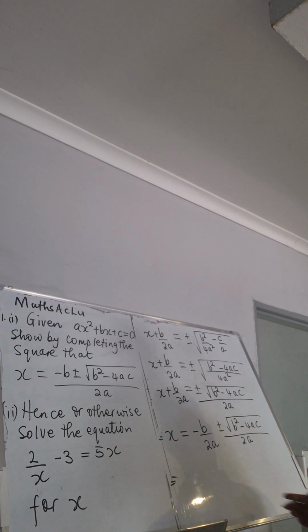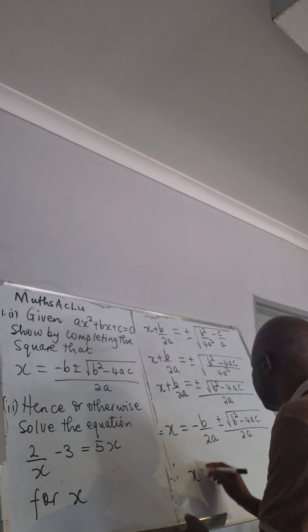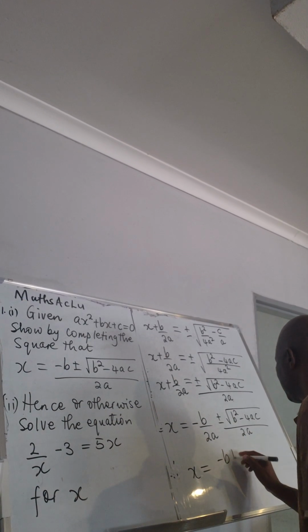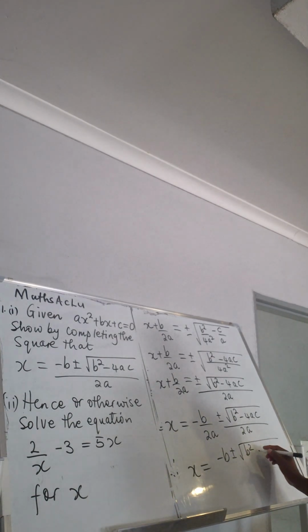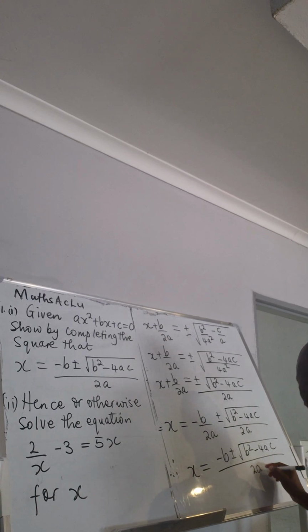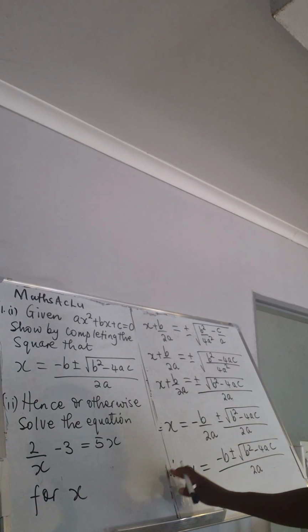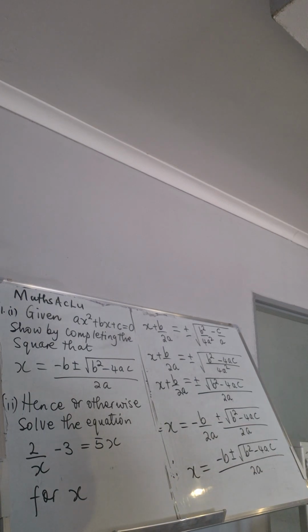So it's just the same as saying, therefore, x equals minus b plus or minus the square root of b squared minus 4ac all over 2a. Right, so this is what we wanted to show from the method of completing the square. That is how we get our quadratic formula.